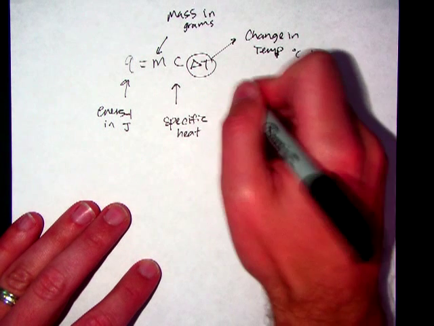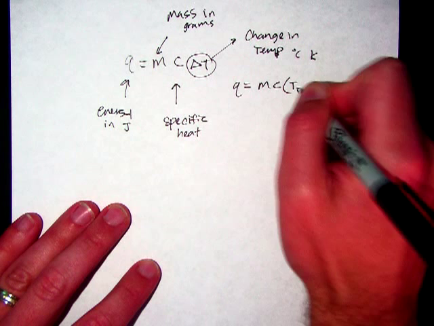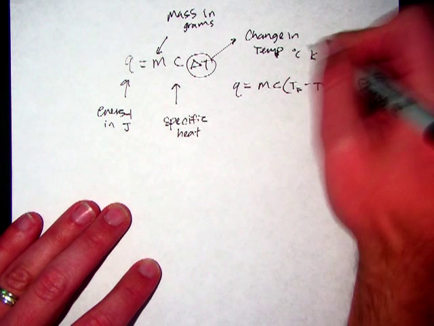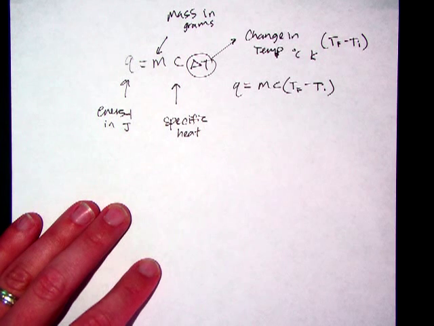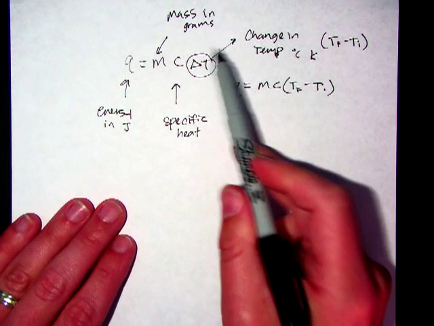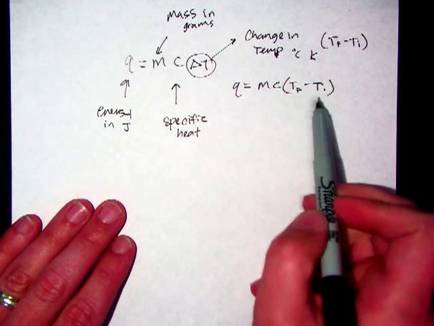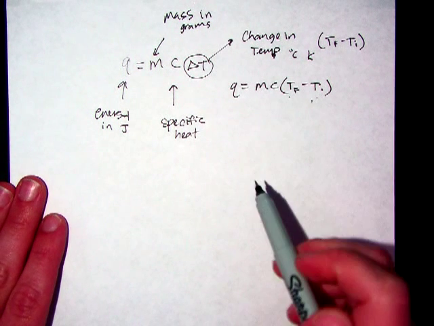Sometimes you'll see it written as Q equals MC, and then instead of delta T you'll have T final minus T initial. Because that's what this means. Change in temp means T final minus T initial. So sometimes it's written this way, which is nice. Today, I'm going to leave it like this. Tomorrow, we're going to start solving for these two variables, and that's a little bit more math, so we're not going to worry about that quite yet today.